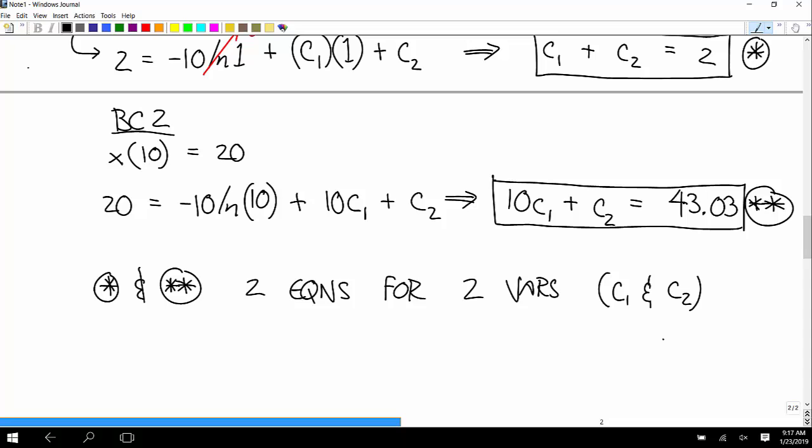So anytime your boundary conditions for a second order differential equation, or let's say any higher order differential equation than first, anytime they're given in terms of the dependent variable itself, and there aren't any of the derivatives, you're going to have to solve a system of equations like that for the constants of integration.